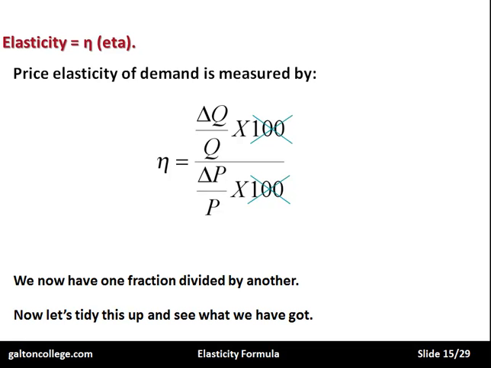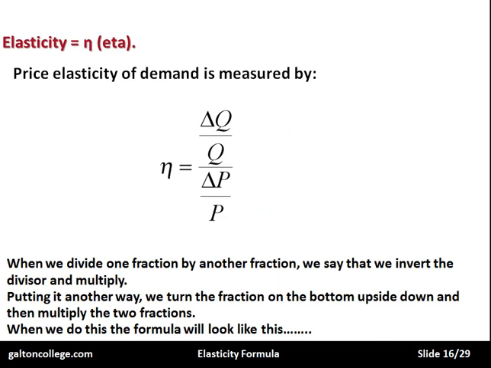Now we have one fraction divided by another fraction. We have delta Q divided by Q, that's a fraction, divided by delta P over P, that's a fraction. Now we can tidy this up and see what we've got. We've got rid of the hundreds, so we have one fraction divided by another. Now, when we divide one fraction by another fraction, we say that we invert the divisor and multiply. That's what we're taught at school. That's the rule. Invert the divisor and multiply.